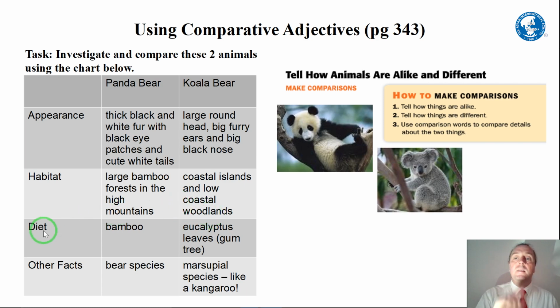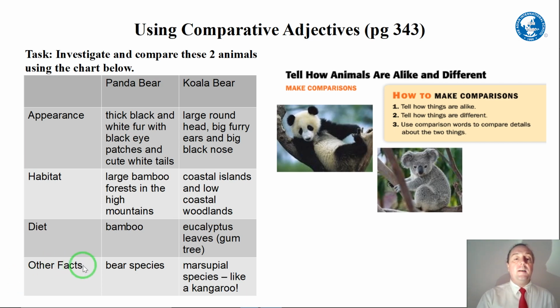What about their diet? Are they the same or are they different? Panda bears eat bamboo. Koala bears eat eucalyptus leaves or a gum tree. So they are both vegetarian. They are alike in that they don't eat meat or animals, but they eat different kinds of plants.